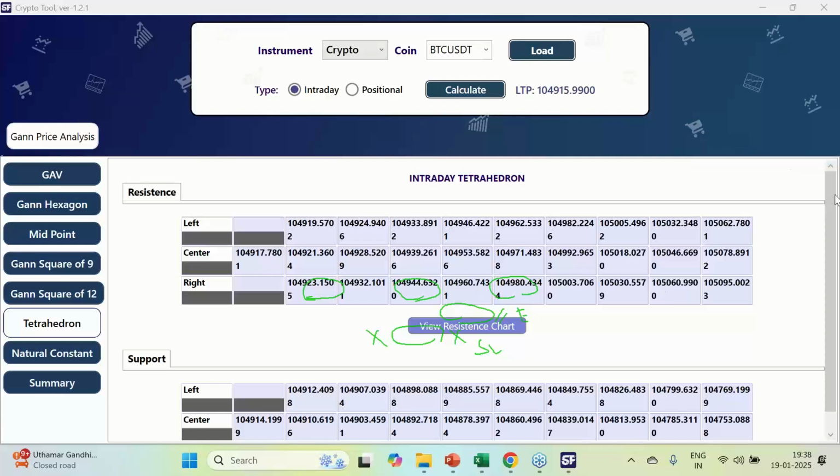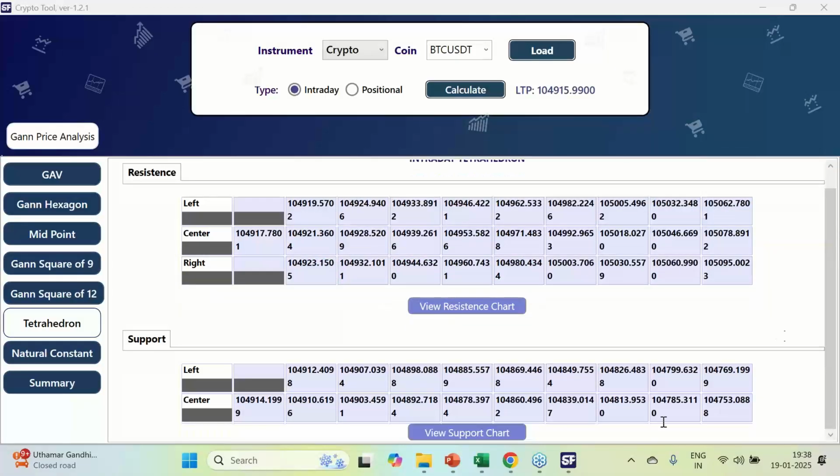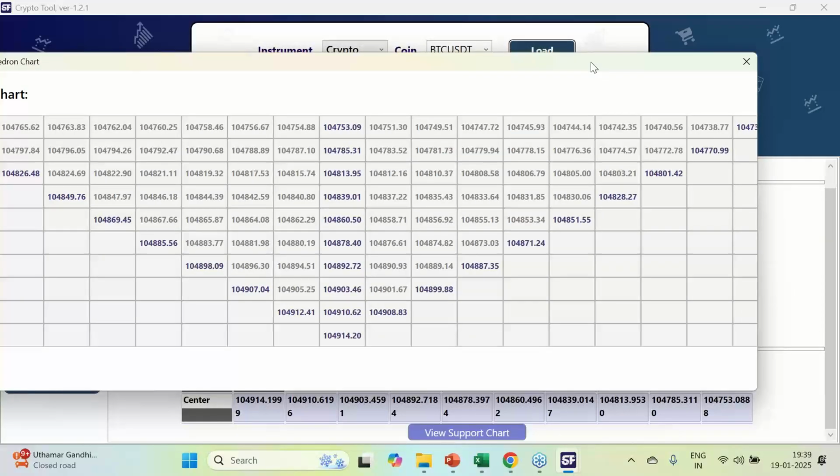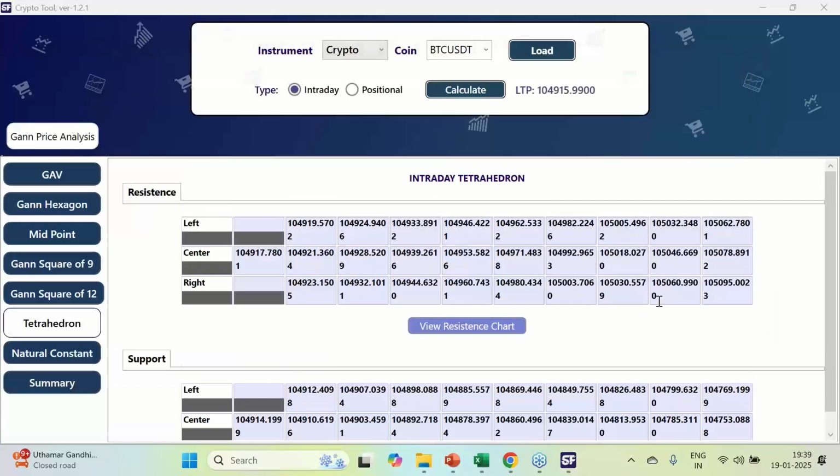Similarly, this is the resistance chart you have seen. If you go for the support chart, you can get the downward trend. So this is the seed number, not to be touched. Sell should be initiated at 104,908.83 and continue this way. So crypto is a highly volatile, high energy instrument. A lot of uncertainties are associated with crypto. Hence, this tool can be utilized in crypto analysis.